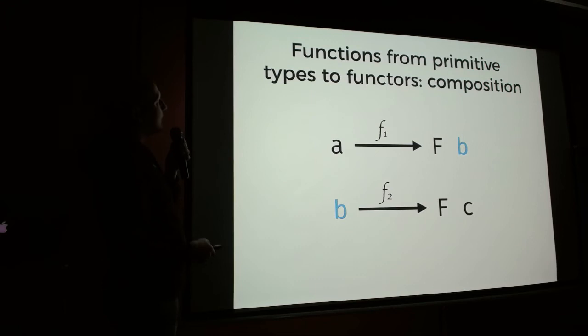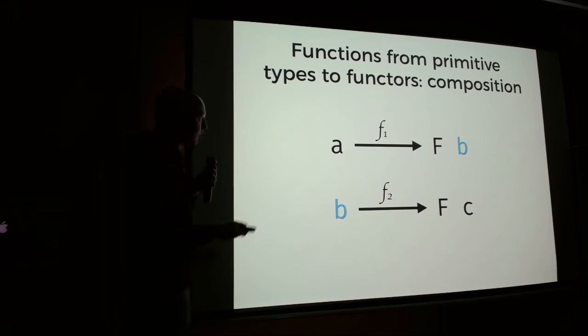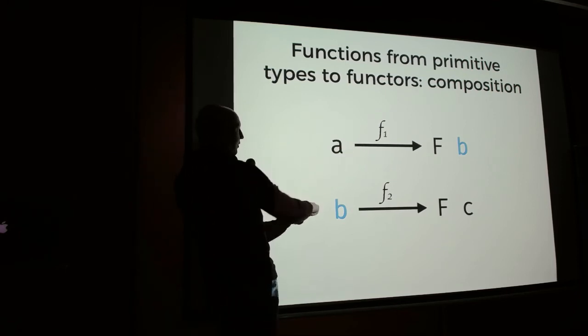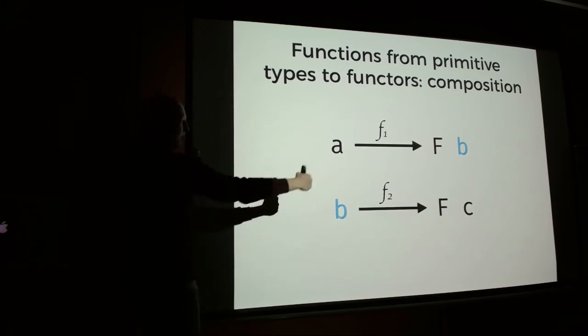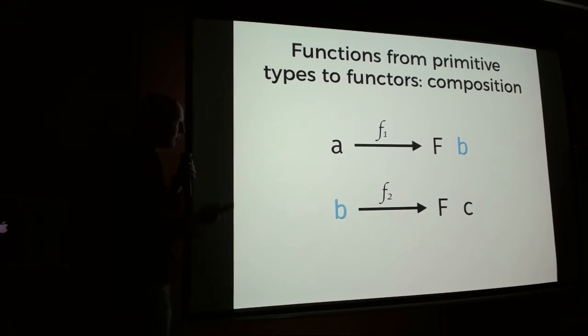And then it's tricky to compose those functions, although you really want to, because you want to still write purely functional programs. So how do you compose that with that? Because FB is not obviously the same as B, right? So how do you bring these arrows together, this F1 and F2?